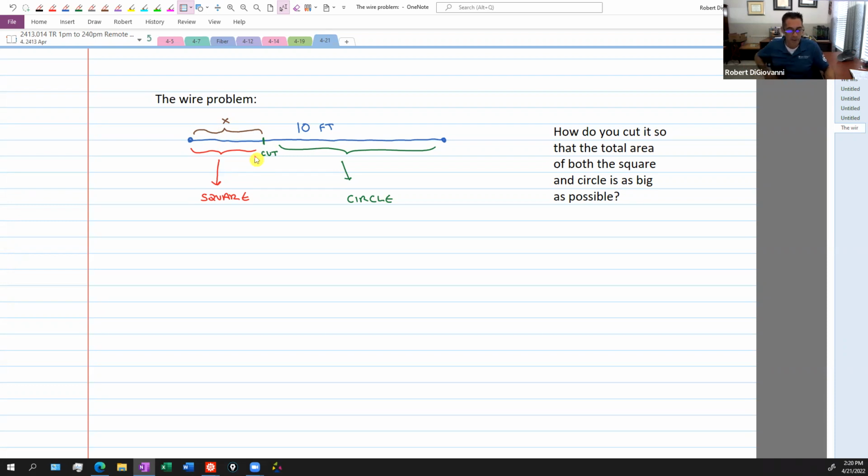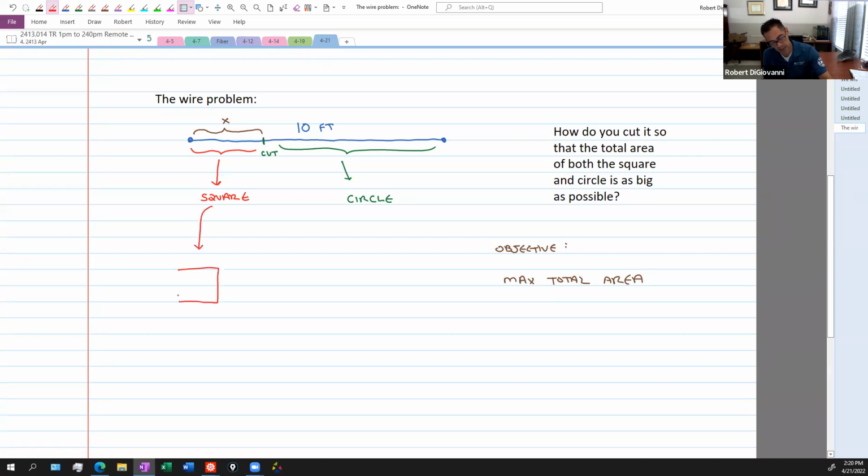Watch. So let's try and find our objective. The objective is to find the maximum total area of both together, which means you need to tell me what the area of each of these is. So what's the area of the square? Should I draw the square? Yeah, let me draw it.